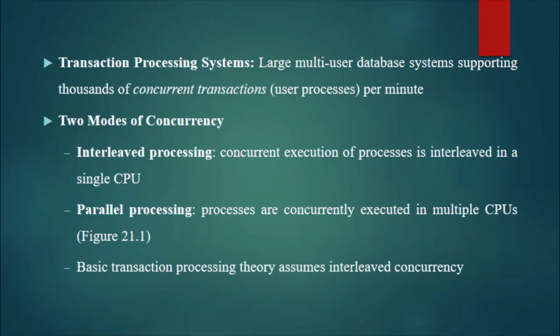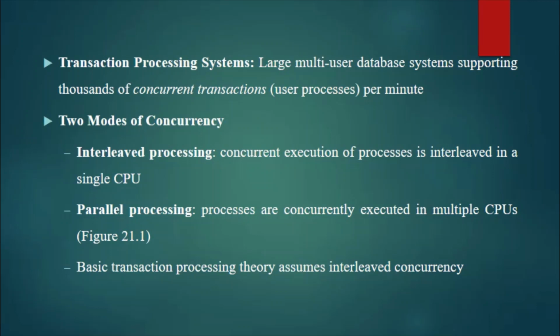Next we are discussing the transaction processing system, in short form TPS. This is a large multi-user database system supporting thousands of concurrent transactions per minute. These concurrent transactions per minute will be supported by the database whenever multiple users are interacting with the database, either to fetch data or to store data into the database. So that concurrency of transactions needs to be managed.